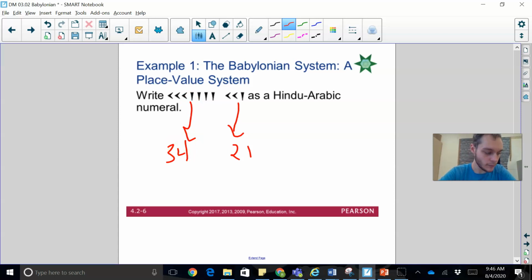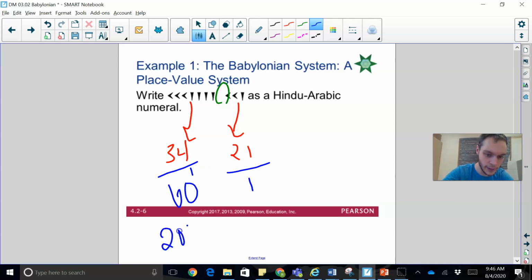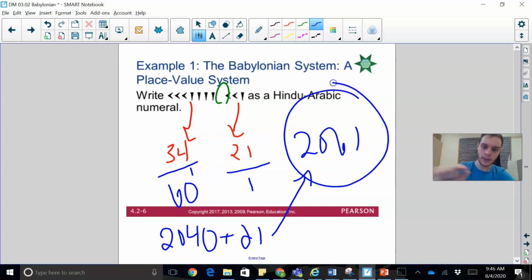But now we're still not done. We don't add those, because remember there's a gap right here, and that tells you that's a positional change. So I have to multiply this one by 1 and this one by 60 to the first, which is just 60. So 60 times 34 is 2040, plus 21 times 1, which is just 21. So this numeral is going to be 2061, and that's your final answer.